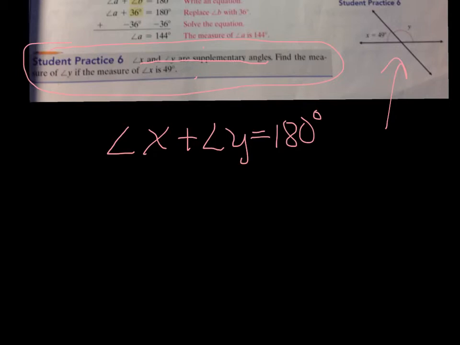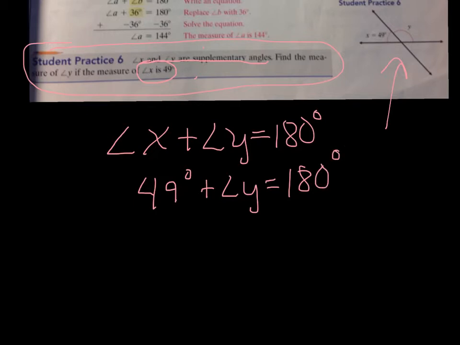Then it tells me that angle x is 49 degrees. So now this time we know what angle x is, so we're going to put the 49 here, plus angle y equals 180 degrees. So now our job will be to get that 49 degrees away from that angle y. So 49 degrees plus what will equal 0? Well, we know a negative 49 degrees.